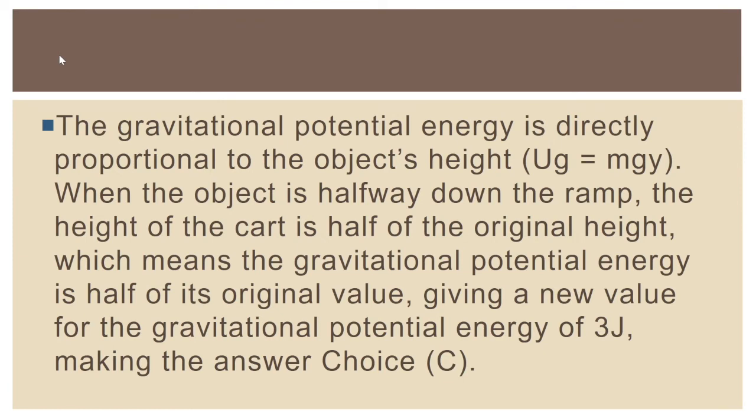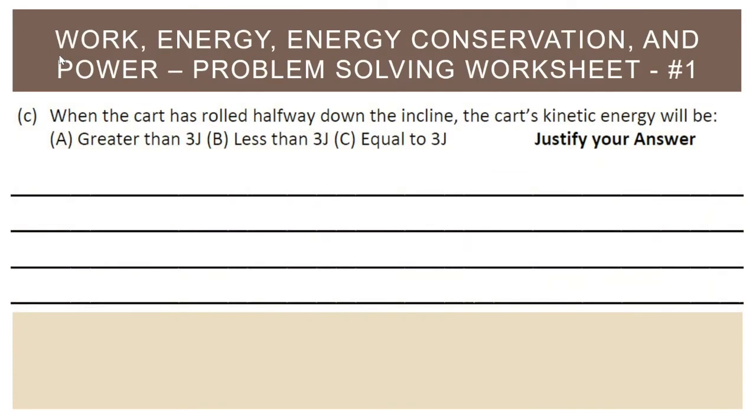Okay, let's take a look at part C. Part C of this question says, when the cart's rolled halfway down the incline, the cart's kinetic energy will be greater than 3 joules, less than 3 joules, or equal to 3 joules. Take a second to pause this video here and come up with an answer. Justify your answer using some principles of physics. And when you hit play, we'll go over it.